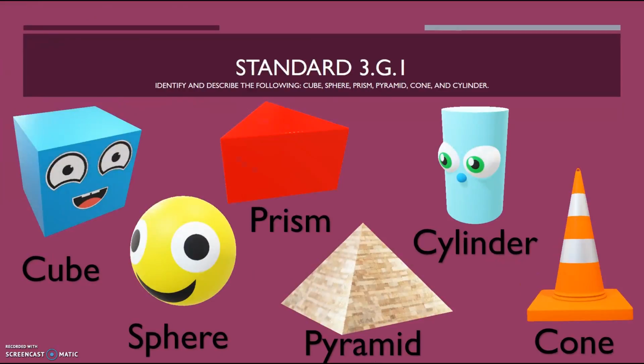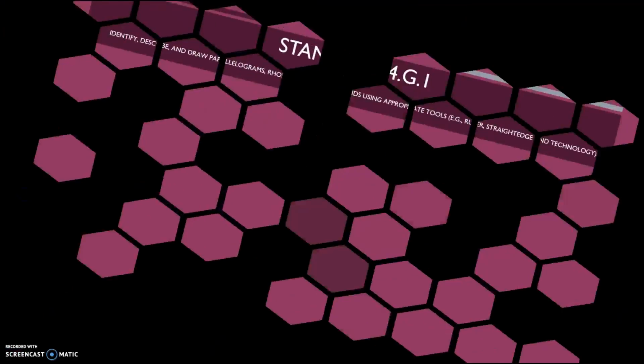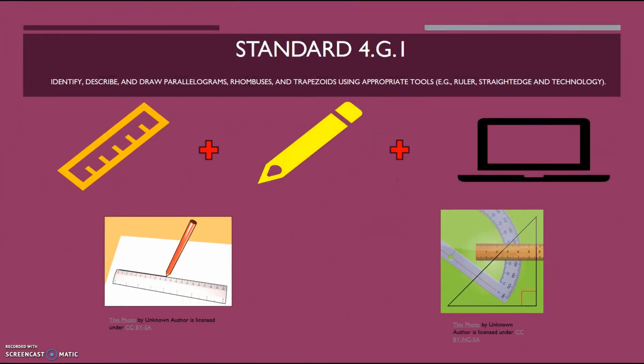The standards for third grade are they need to be able to identify different types of 3D shapes and their names. For fourth grade, they should be able to know what parallelograms, rhombuses, and trapezoids are, as well as being able to draw them using different tools.